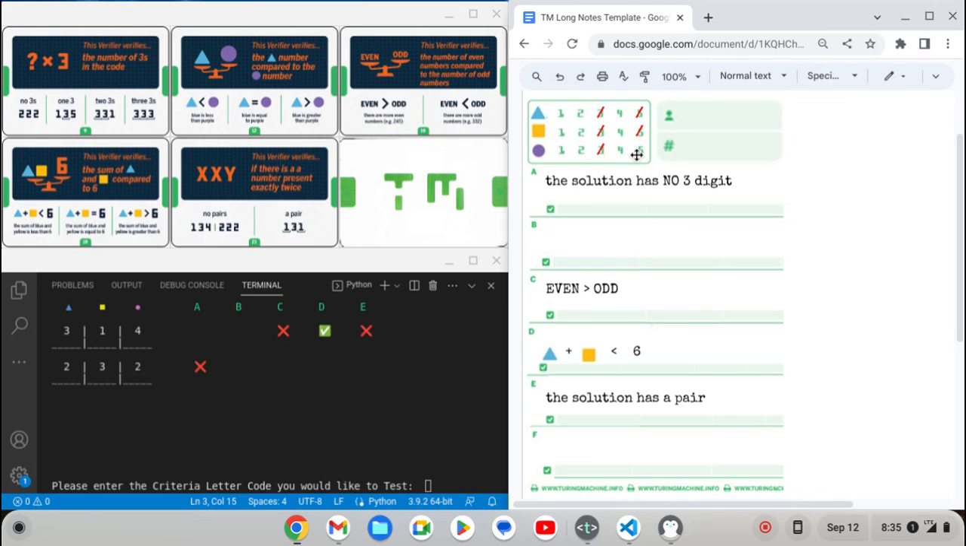Yeah, and unfortunately, maybe criteria card B will not give me the information I need, because if they're not equal, then it doesn't tell me whether triangle is greater or less than circle. So can I deduce it now? Okay, let's go ahead and type some of these solutions.